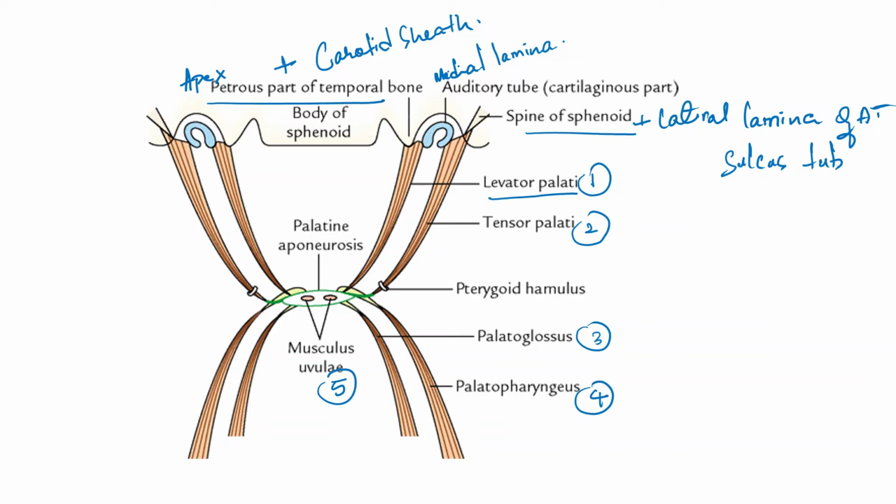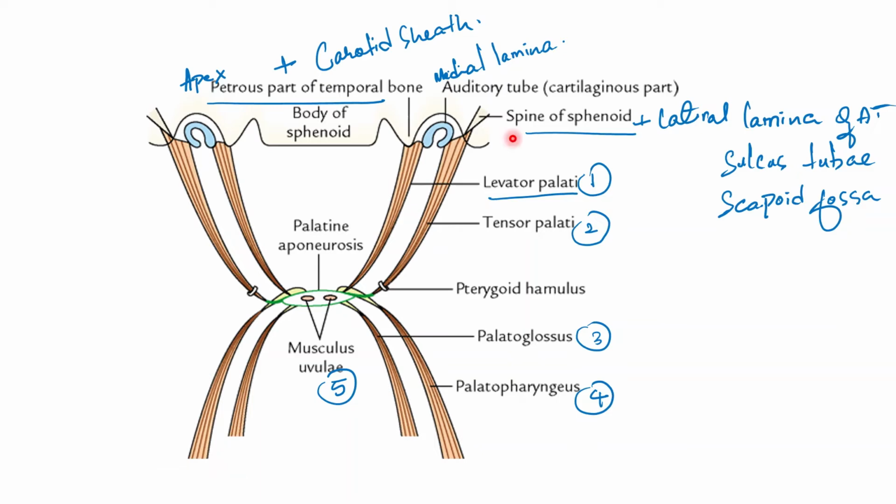The second is the scaphoid fossa. This scaphoid fossa is seen along the medial pterygoid plate. It is also seen to take origin from the auditory tube, as I have already mentioned. So in total, the tensor palatini muscle takes its origin from the spine of the sphenoid, the lateral lamina of the auditory tube, the scaphoid fossa, and the sulcus tubae.